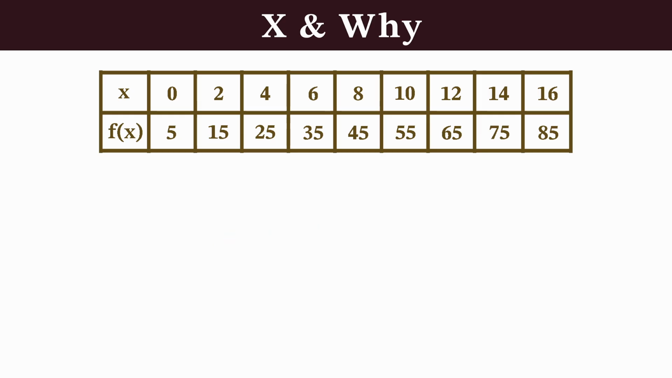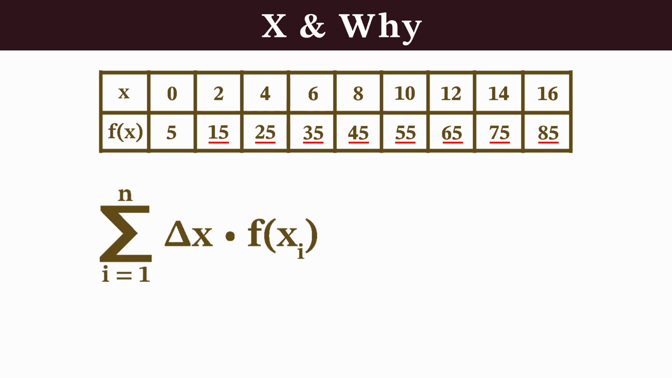For a right Riemann sum, the height of each rectangle is determined by the function evaluated at the right endpoint of each subinterval. The right Riemann sum is the sum from i equals 1 to n of f of x sub i times delta x.